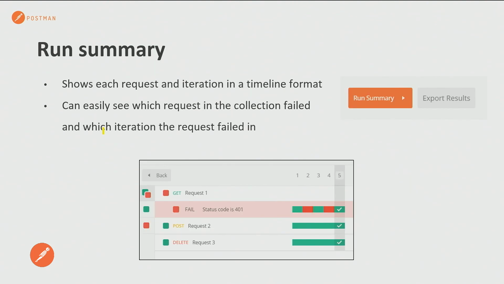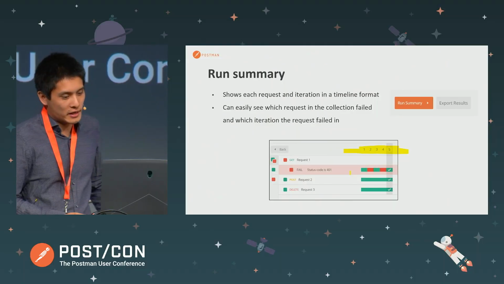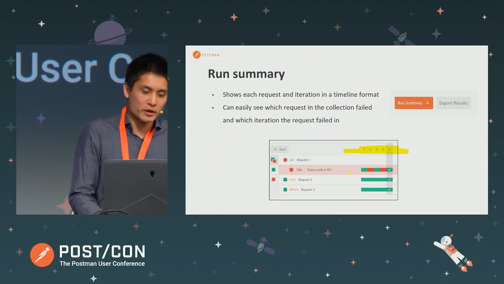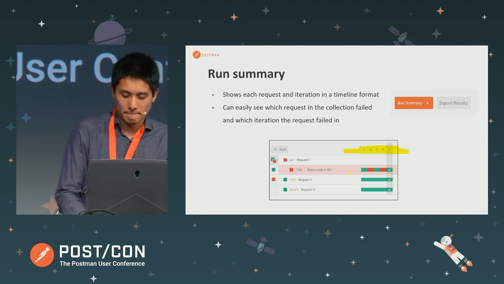And there's also a run summary. This is useful when you run lots of iterations because you get a table view. So now each iteration is being displayed on the top column. And for each request, you can see in which iteration it passed and failed. And just by looking at this table, if I look at request number 1 there, I can see that it's alternating between pass, fail, pass, fail. And so just by looking at that, I can say, all right, why is it doing that? I'm going to inspect the details of request 1 to figure out what's happening.